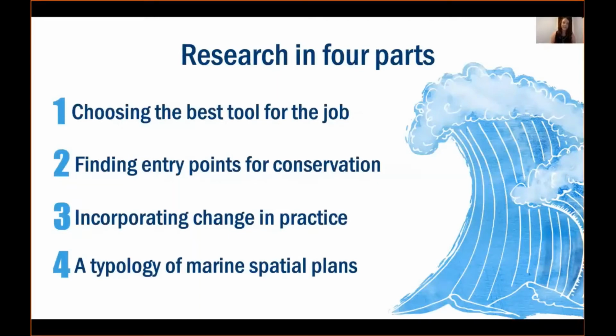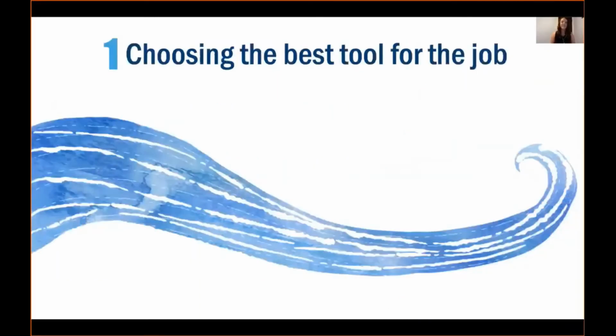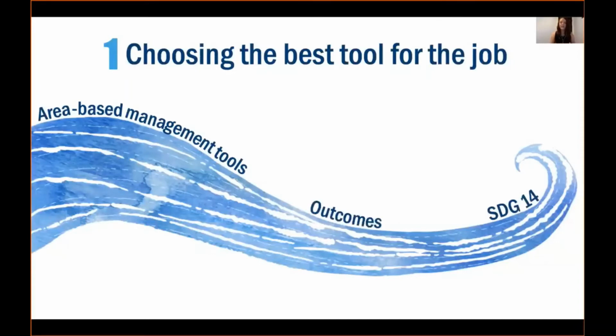The first piece to this puzzle is about linking common area-based management tools like fisheries closures and MPAs to SDG 14 targets based on the outcomes that these tools deliver. In doing this, we can have more strategic MSP that chooses the best tool for the job.